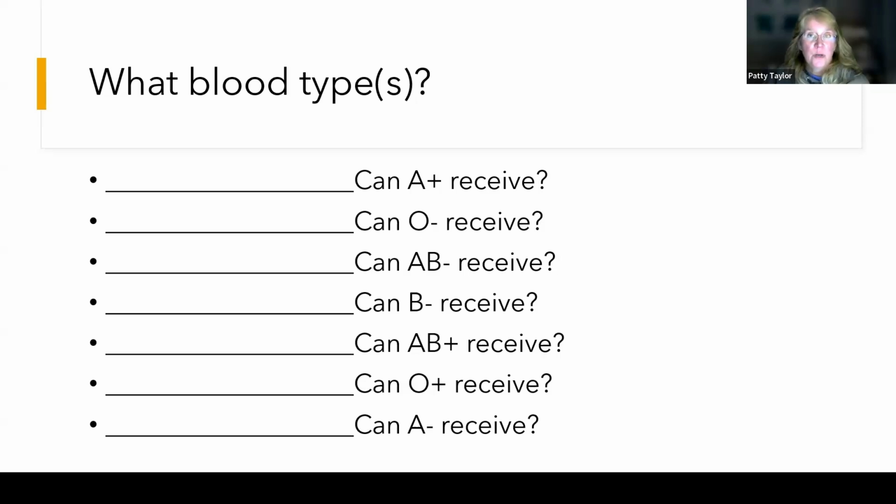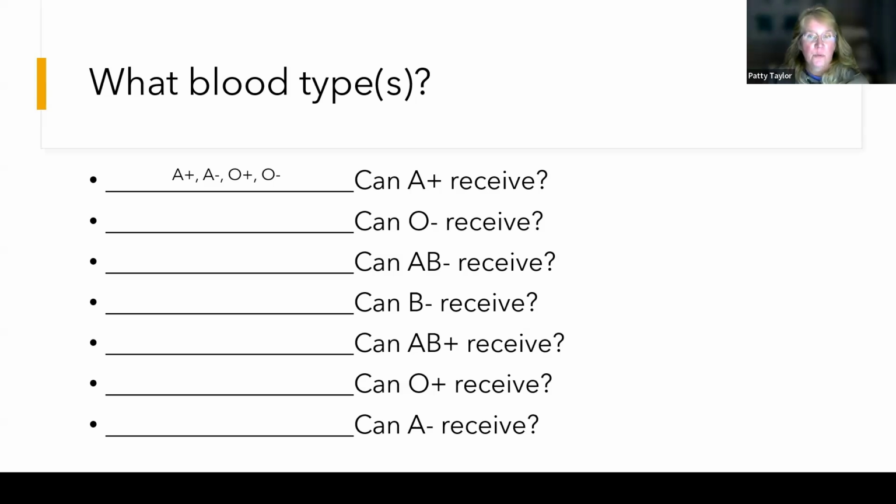So on this screen, we are just looking at who you can receive from. A positive can get A positive, A negative, O positive, and O negative blood. Notice we are not receiving anything with B because A positive carries an anti-B antibody. We would fight and agglutinate any blood type with the B antigen.